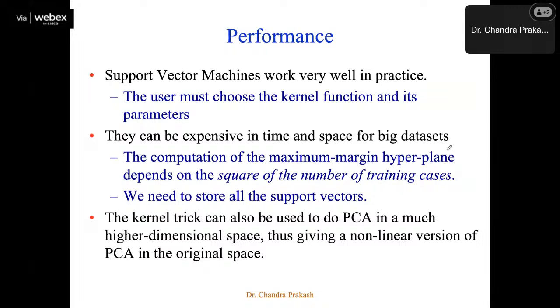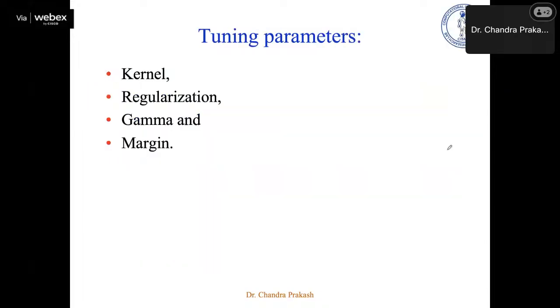So the kernel trick can also be used to do PCA. We can apply PCA if I am having a very high dimensional space. This is what we used to do in the case of, let's say, a face recognition problem. First we apply PCA, then we apply the support vector machine on that. Some parameters can be tuned using the kernel function, regularization method, gamma and margin. These are the main parameters that we deal with in the case of SVM.